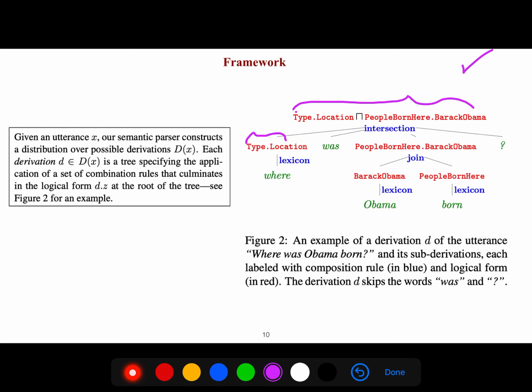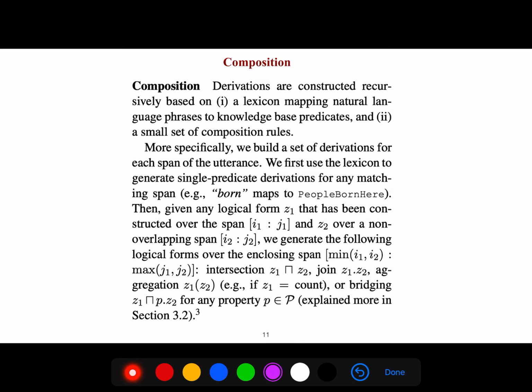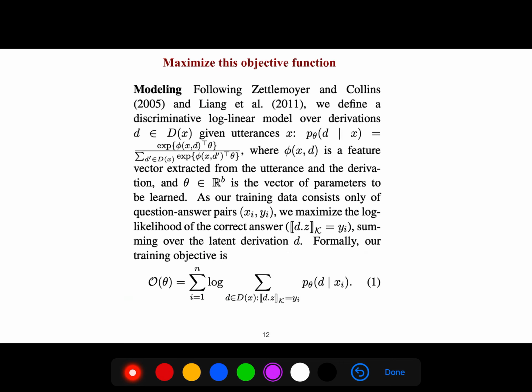You could have different dependency structures on the grammar, on the sentence, on the words of the sentence. But one of them is more probable. That's why we separate the sentence, or we can do very interesting things for that. And so this is the composition. And for example, intersection is Z1, Z2, join, aggregation Z1, Z2, bridging Z1, Z2.